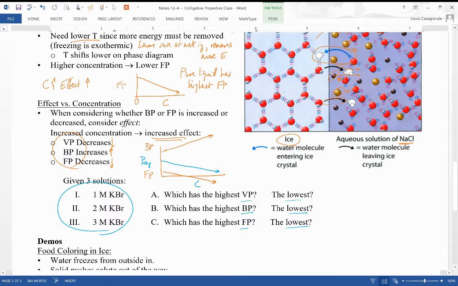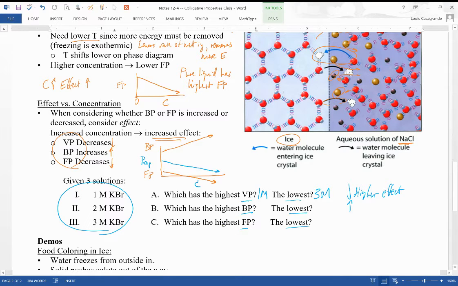Okay, so I hope you froze the video for a moment to think about it and wrote your answers in. So remember the effect. For vapor pressure, the bigger the effect, the lower the vapor pressure. So the 3 molar is going to have the lowest vapor pressure, and the 1 molar is going to have the highest vapor pressure. I keep saying that backwards. The boiling point, the effect is to go up.